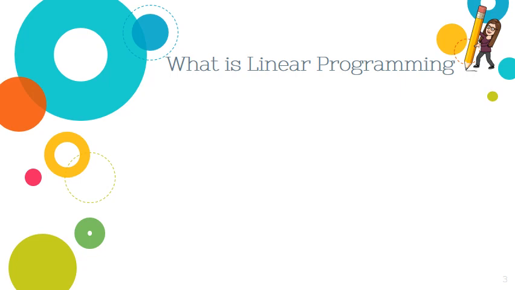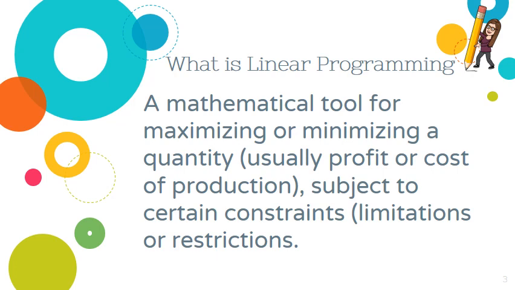So first of all, let's talk about what linear programming is. Linear programming is a mathematical tool for maximizing or minimizing a quantity. Usually in the real world we talk about profit and cost. But when we deal with maximizing or minimizing a quantity, we're subject to certain constraints, so limits or restrictions. Take a moment to jot this down. Pause if you need to.